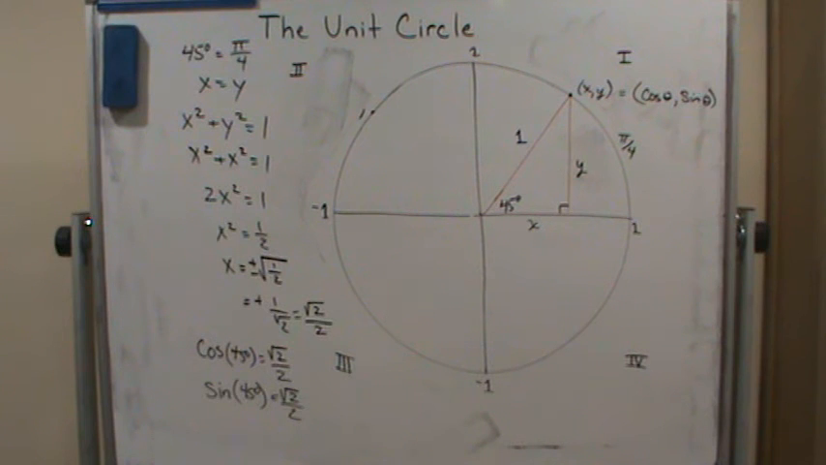And that's the point. So the xy coordinates of a point on a circle of radius 1 at an angle of 45 degrees is square root of 2 over 2 comma square root of 2 over 2.